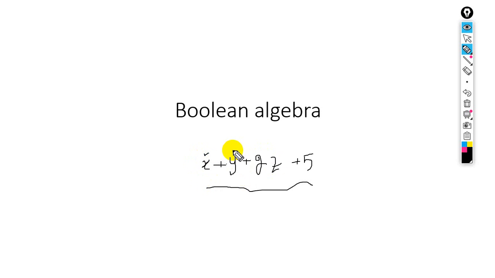Variables are x, y, or z, and constants are 2 and 5. So they are combined together through different operators. Here we have the plus operator. So we can say these are combined together by use of the plus operator. For example, if I'm writing x minus y plus z, in this expression we have three variables, z, y and x. So these are combined together with minus and plus operations.